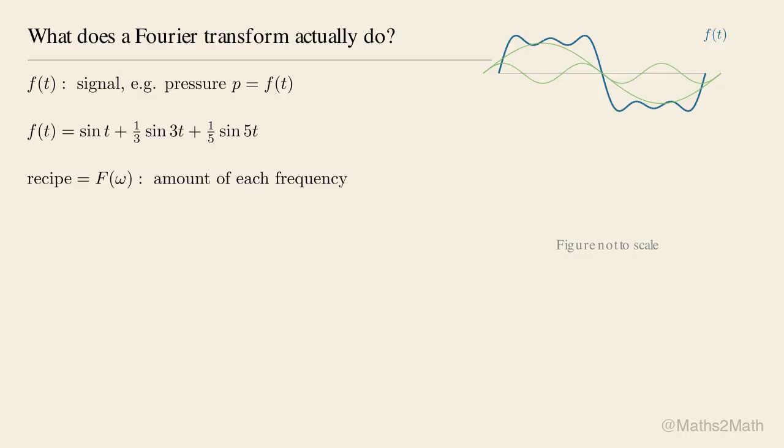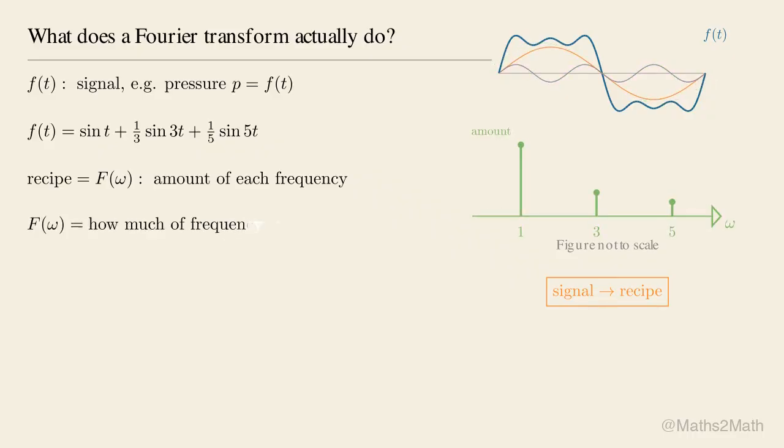Hand it the messy total, it returns the ingredient list: which frequencies, how much of each. Signal in, recipe out. The recipe is a graph called the spectrum, frequency along the bottom, and each height says how strongly that pure wave is present. Our squarish wave: 3 spikes at 1, 3, 5, heights 1, a third, a fifth.